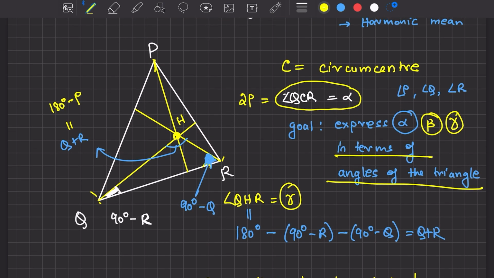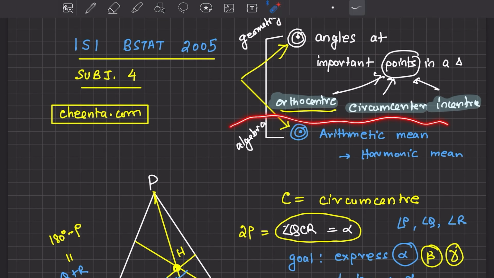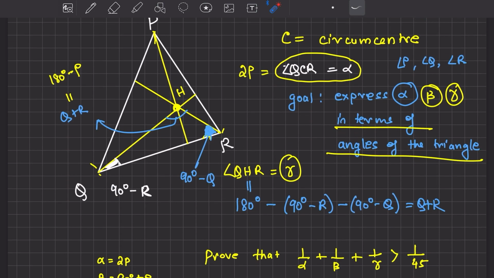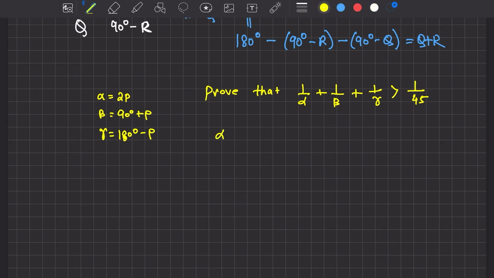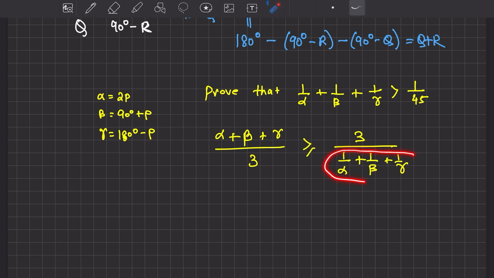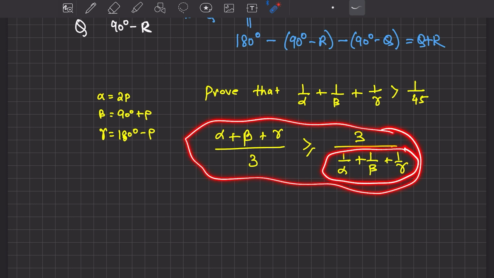Well, here comes the second tool that we would learn today, the arithmetic mean, harmonic mean inequality. So what does it say? Well, it says that if you have three numbers, let's say alpha, beta, gamma, their arithmetic mean or average is greater than the harmonic mean. And you see, we have this expression here. That's why we should think about using this inequality, because this expression, the one that we are looking for, comes up.